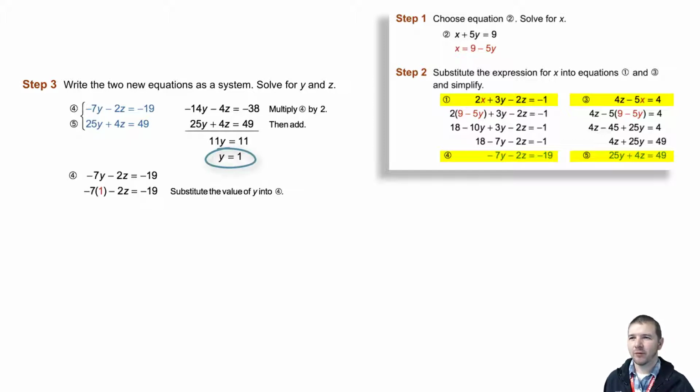Next, we'll substitute the value of y into equation 4. So instead of y now, we'll write 1. We get -7 times 1 minus 2z equals -19, which works out to be z equals 6.